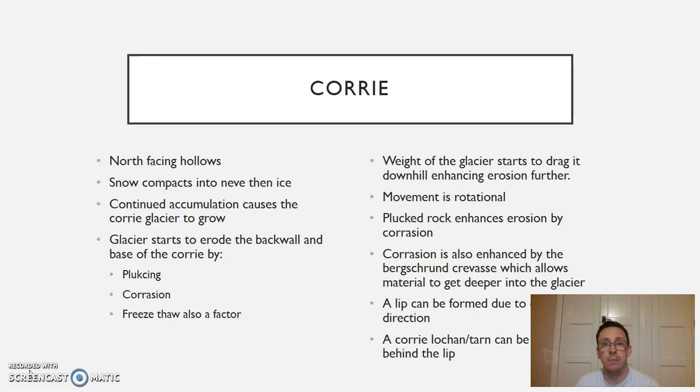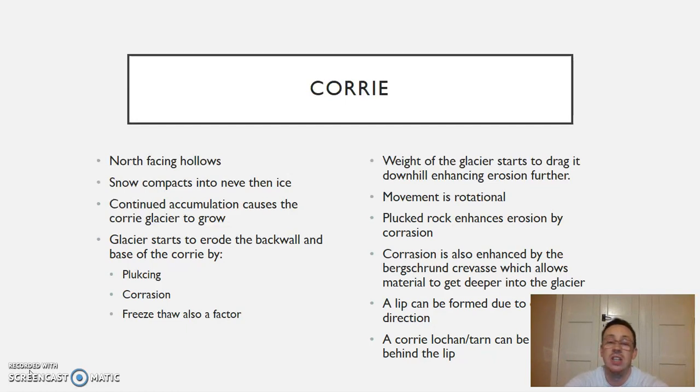After more time and more compaction has taken place, we're going to lose even more air spaces between the snow particles, and we're going to be left with glacial ice. Now this is going to continue to happen, and we're going to have repeated times where we're going to have snow falling, turning into névé, turning into ice again and again and again over a number of years, and that's going to cause our glacier to grow and to form in the corrie. Now as it grows and the glacier forms, it's going to start to erode all of the rock that it's in contact with.